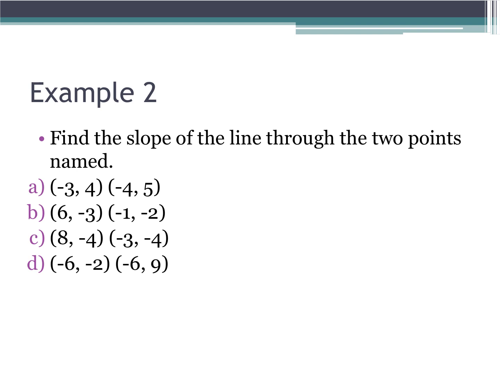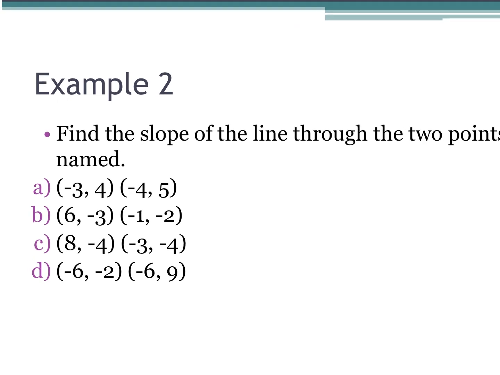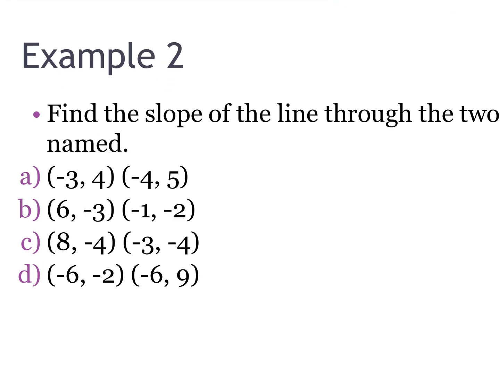It says find the slope of the line through 2 points named. So you have to use your slope formula. Does anybody remember it? That's your slope-intercept form. You've got to do y2 minus y1. M equals, go ahead, Quincy. M equals y2 minus y1 over x2 minus x1. Perfect. That is your slope formula. You have to use your slope formula when you're given coordinates.